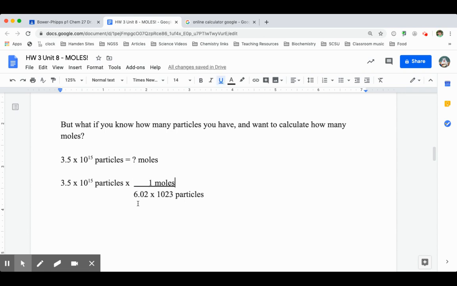Because now I have particles on the top and particles on the bottom. And the 6.02 times 10 to the 23rd always has to go next to the particles, so that the particles and the particles cancel out, and then they got moles in the top. So I have 3.5 times 10 to the 15th particles times 1 divided by 6.02 times 10 to the 23rd. That's how fractions work. Remember, we multiply across the top and divide across the bottom.